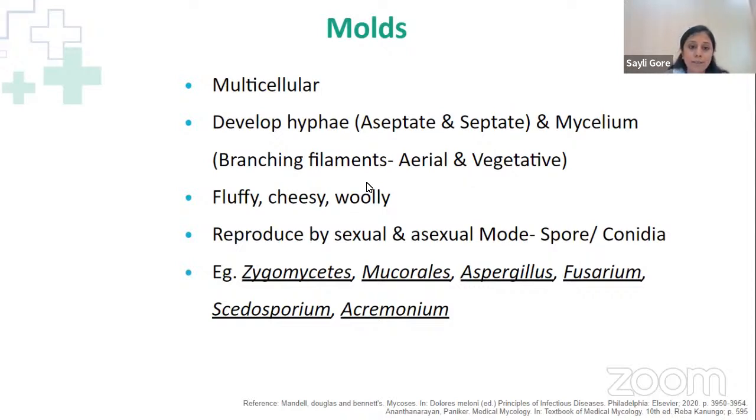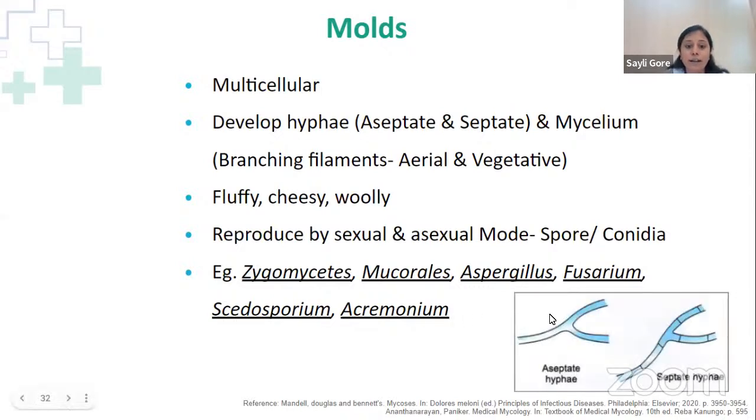The colonies that appear on the agar plate are very fluffy, cheesy or woolly. They reproduce by both sexual and asexual modes by forming spores as well as conidia. For example, Zygomycetes, Mucorales, Rhizopus, Aspergillus, Fusarium, and Pseudallescheria.